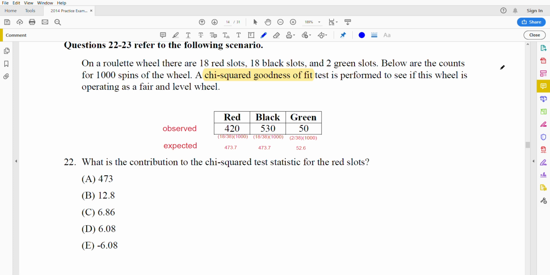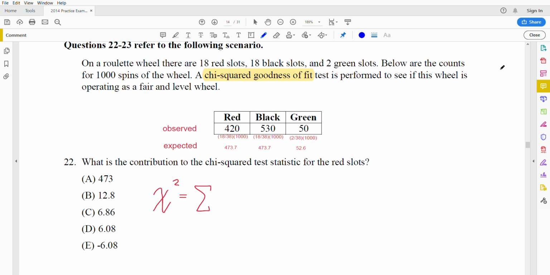So what's the contribution to the chi-square test statistic? If you have a TI-84 Plus, you have the chi-square goodness of fit command, so you can put the observed counts in list 1, the expected counts in list 2, run the command, and it'll show you the contributions. I don't have a TI-84 emulator on my computer, and the TI-83 doesn't have it, so I'm going to have to do it by hand.